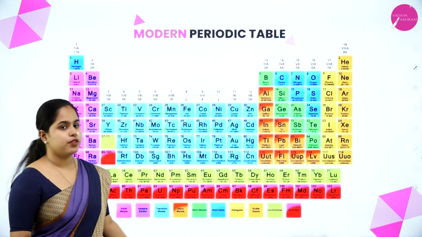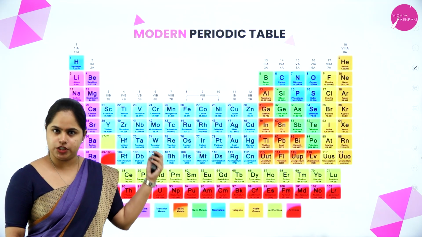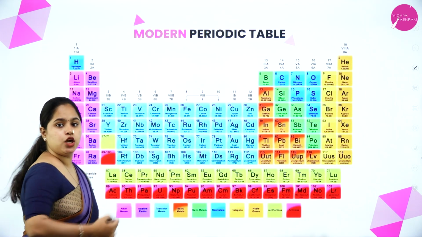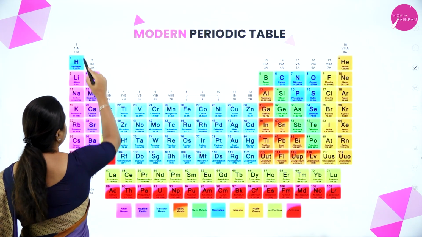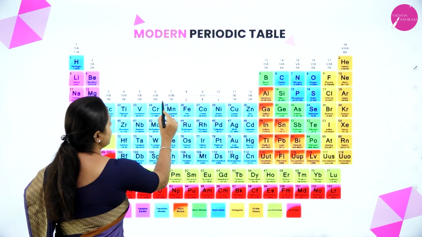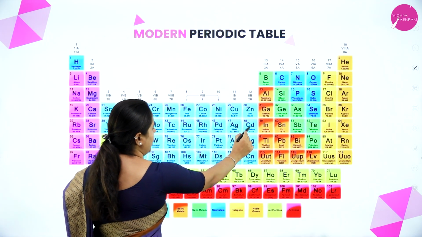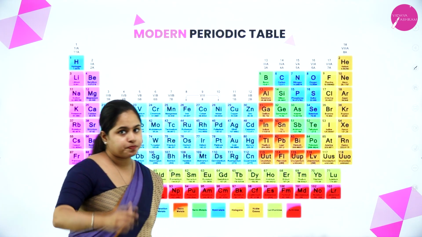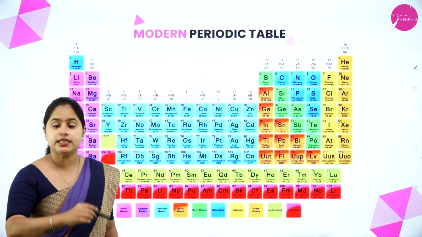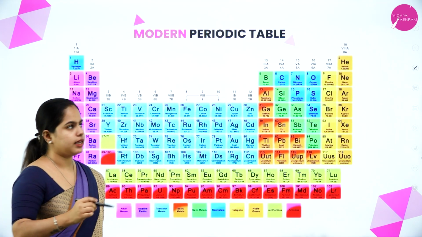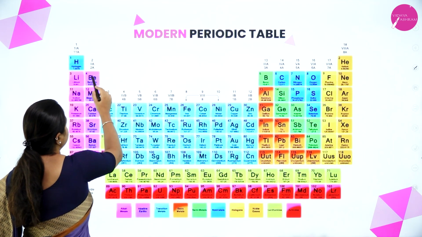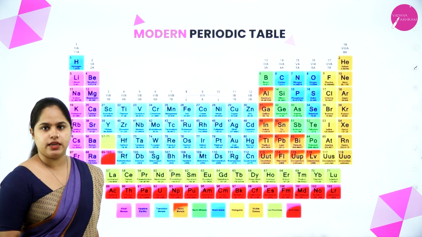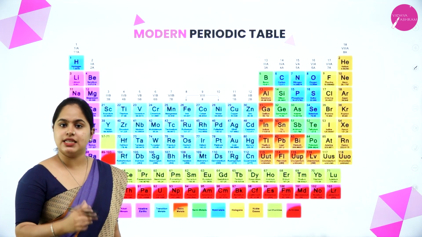So as you can see, the modern periodic table is shown here. There are 18 groups in this periodic table: 1, 2, 3, 4, 5, 6, 7, 8, 9, 10, 11, 12, 13, 14, 15, 16, 17, 18 vertical rows, or 18 groups, are present, right? And how many periods are there? 1, 2, 3, 4, 5, 6, 7. 7 periods, right? So 18 groups and 7 periods.